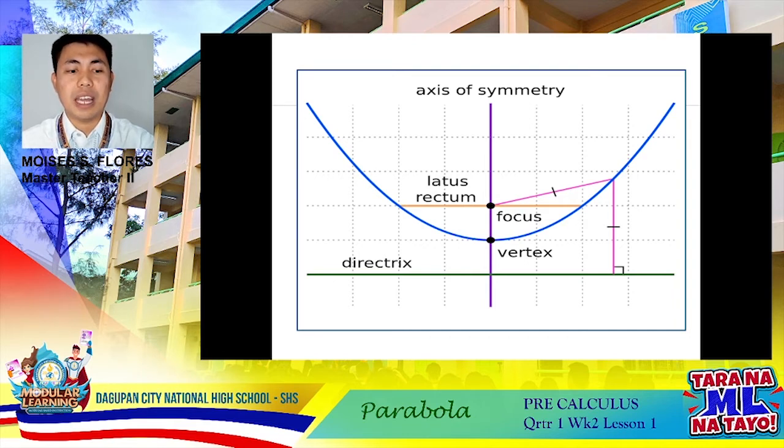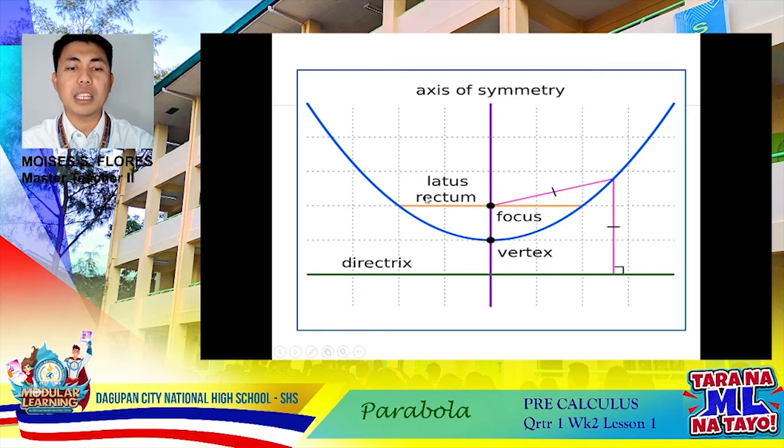On the other hand, we have another term, which is the vertex. The vertex is the turning point of the parabola, which is located midway between the focus and the directrix. So there you have the vertex.